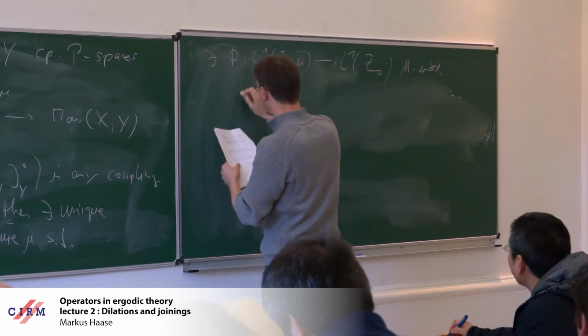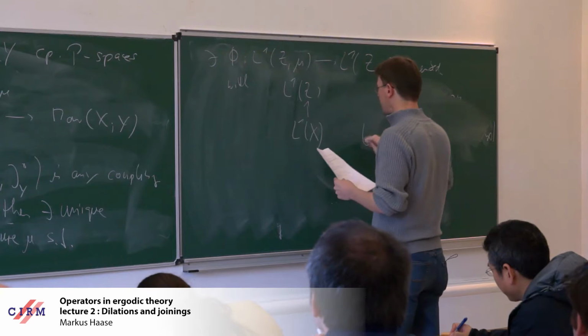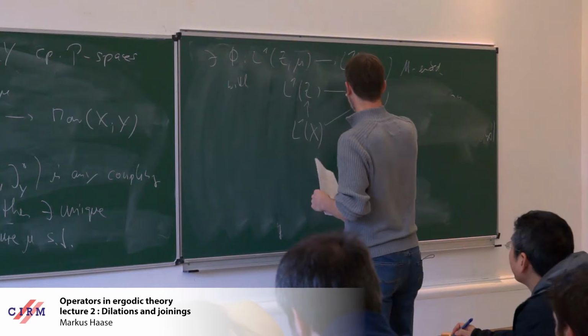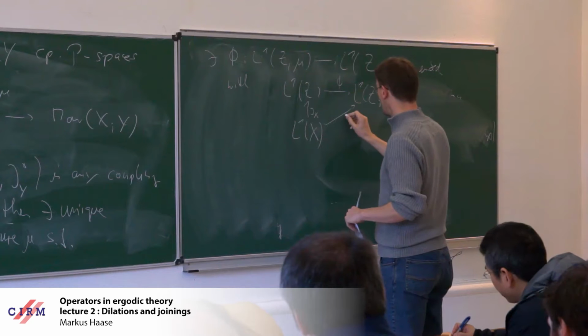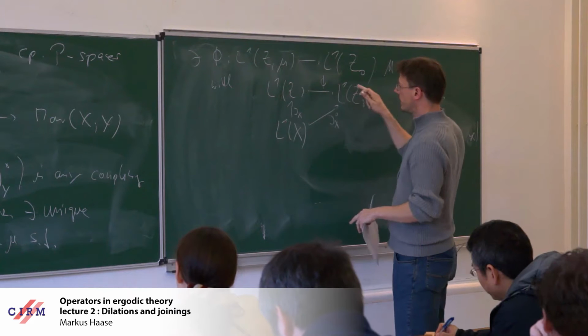So here, you embed L1 of X here, and you embed L1 of X here. Here that was J_X, and here you get J_X^0. So this should commute, and the same for Y. If you embed Y here, then this is the embedding here, and the same for Y.